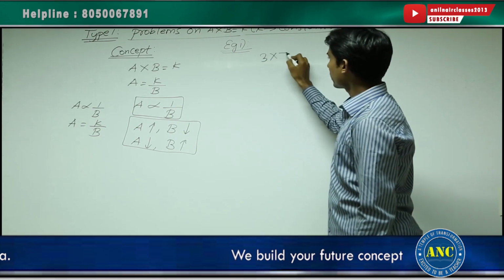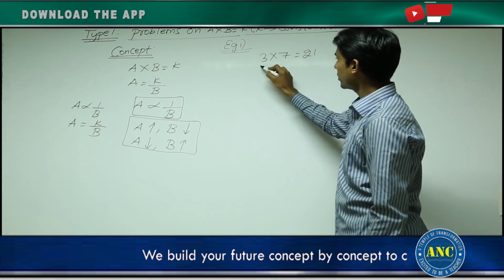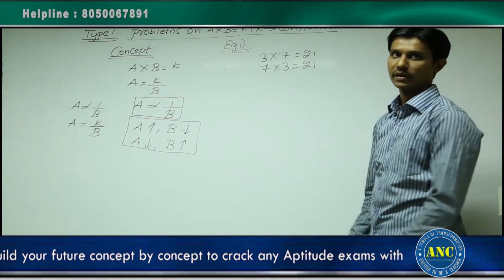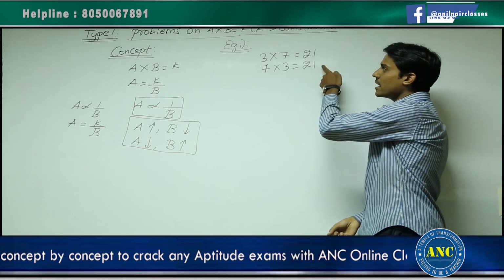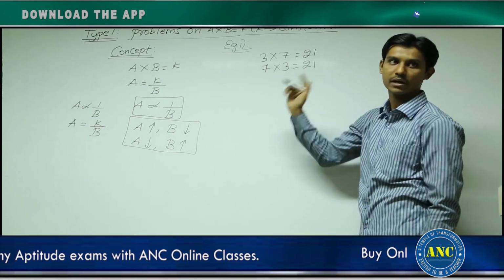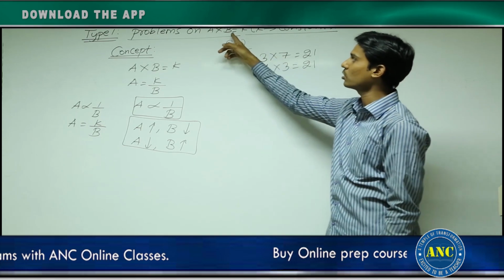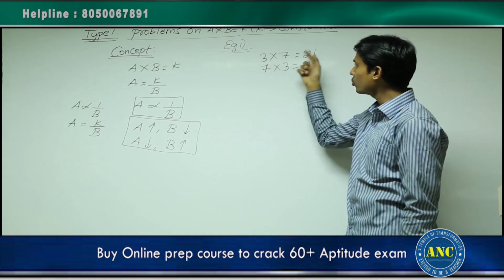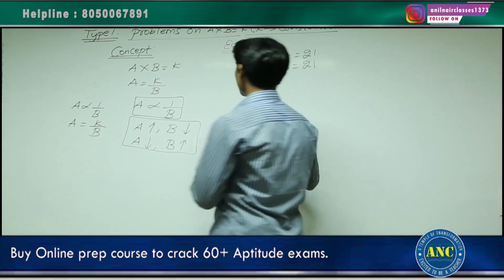Suppose 3 into 7 is 21. 7 into 3 is also 21. What am I doing here? I am making the right hand side the same number, a constant. That is what we are also solving. Right hand side is a constant. This is something like A into B equivalent to K.